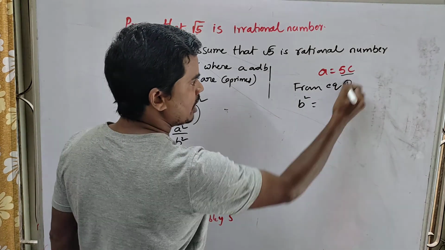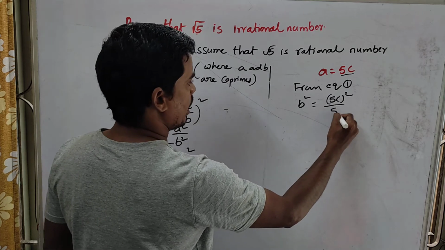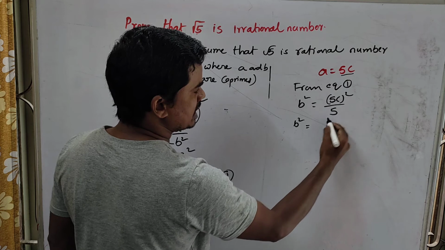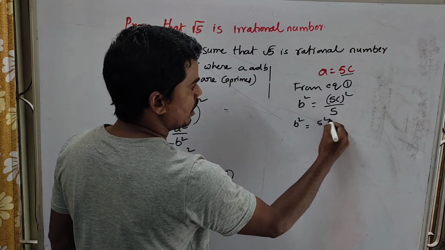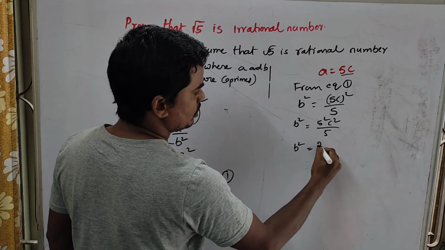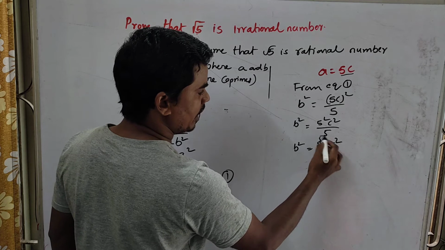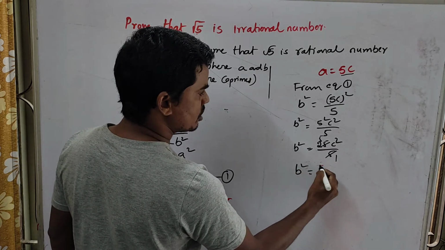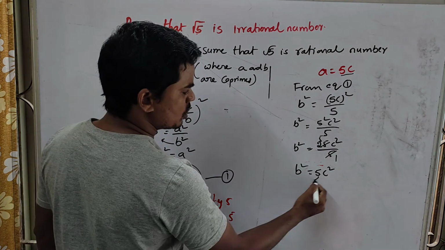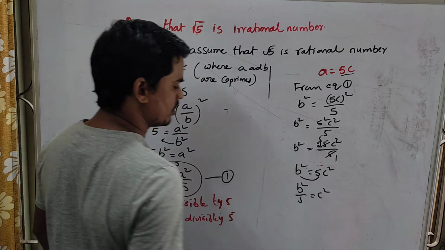So a square means the value 5c, no? So (5c) whole square by 5. Then b square is equal to (5c) whole square, which means the power applies to the 5 and to the c: 5 square c square by 5. 5 square is 25, c square by 5. 5 times 1, 5 times 5. 5 can be cancelled. b square is equal to 5c square. Now transpose the 5 to this side, then b square by 5 is equal to c square.